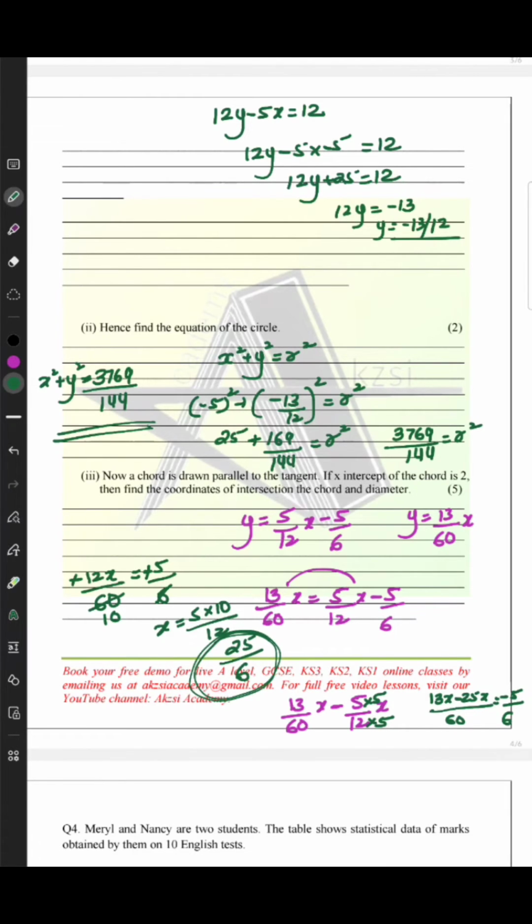So this is 25/6, the value of x, and for the value of y, I just need to substitute in here. So y will be 13/60 times 25/6. So 5, and this is 12, and this will give me 65/72. So the coordinates are 25/6 and 65/72. So 25/6, let me write it in black. 25/6, 65/72.